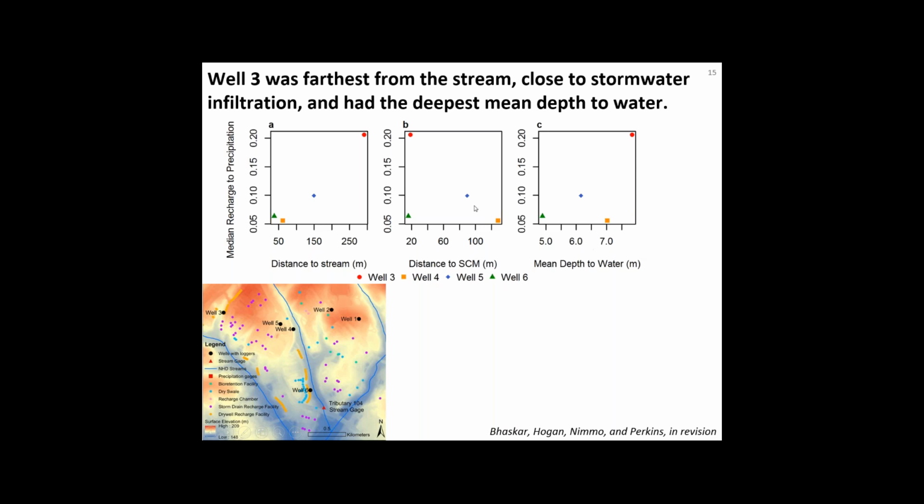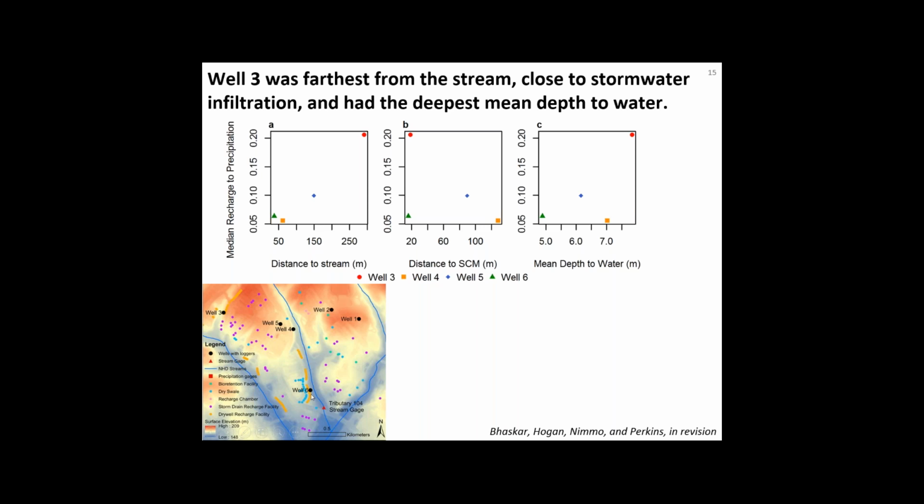And so what we can see here is that well 3, plotted in red here, was the well that we saw had the highest recharge to precipitation ratio. So normalized for the same storm event, it had more recharge. We're seeing that it was different in a couple ways from the other wells. It was the furthest from a perennial stream. It was particularly close to stormwater infiltration facilities, these dry wells you can see on this bottom graph here. And it had a deeper depth to water compared to these other wells.